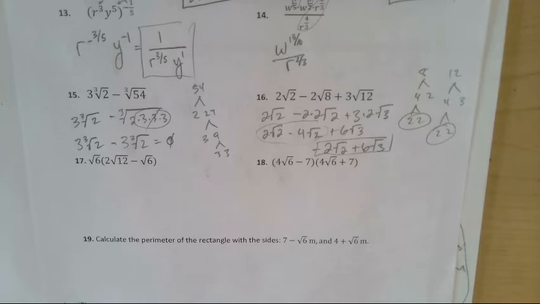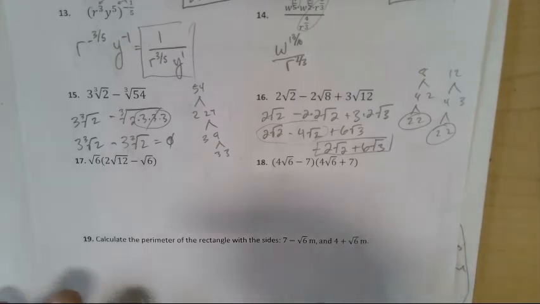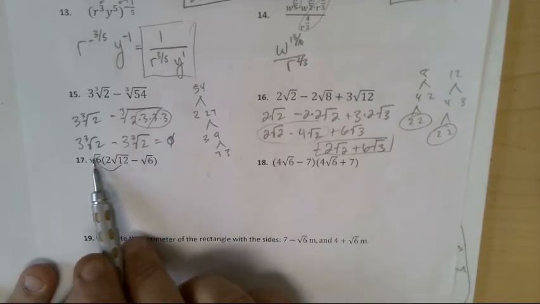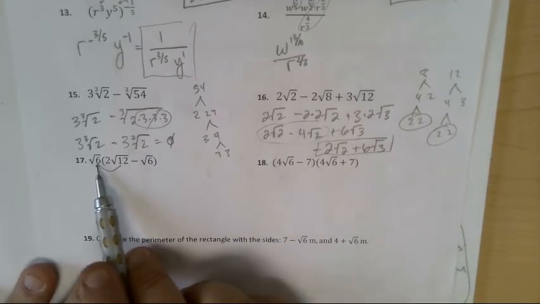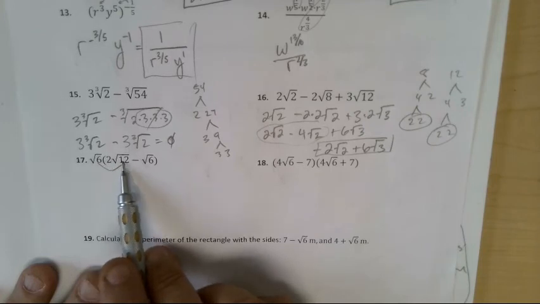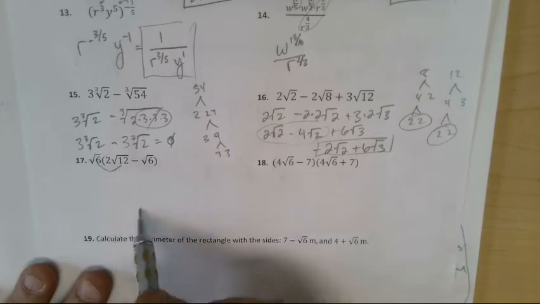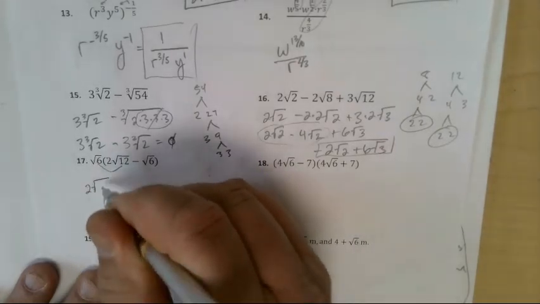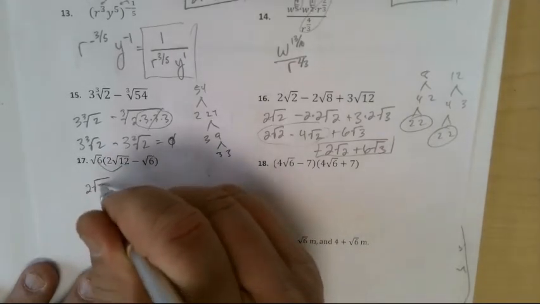Okay. Now, multiplying. 17 and 18 deal with multiplying. Now, multiplying radicals, I can multiply the stuff underneath the radical if they have the same index. So 2 times the square root of 12 times the square root of 6. I'm going to distribute this through. Square root of 6 times square root of 12, the 2 is still there. 12 times 6 is 72.